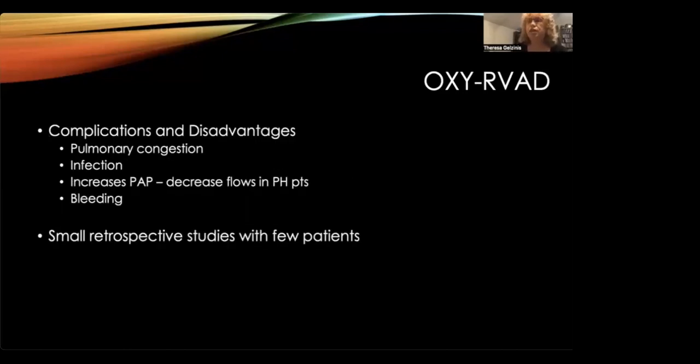Complications and disadvantages include pulmonary congestion due to the increase in pulmonary blood flow, infection, and increase in PA pressures, necessitating a reduced flow in patients with pulmonary hypertension, and bleeding. So far, there have only been small retrospective studies with few patients, so its place in lung transplantation is still being elucidated.